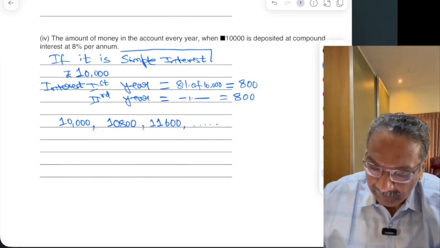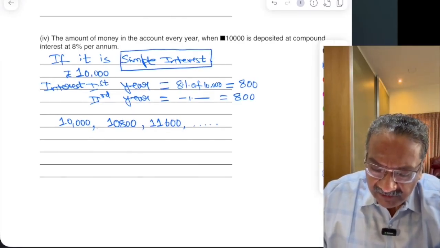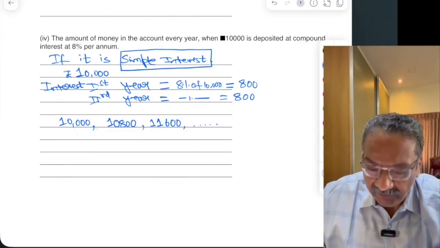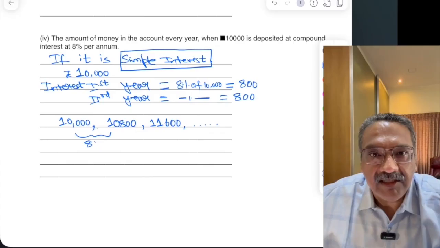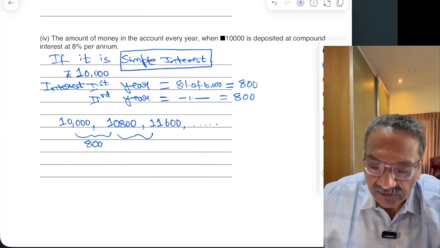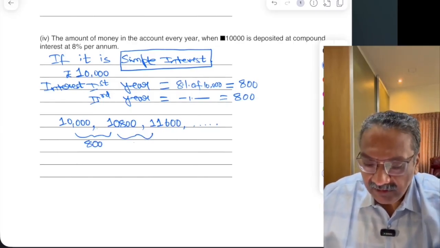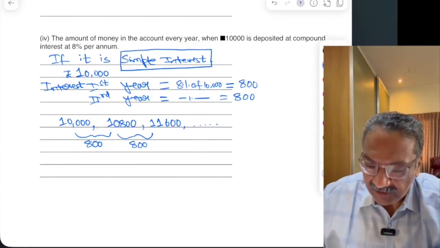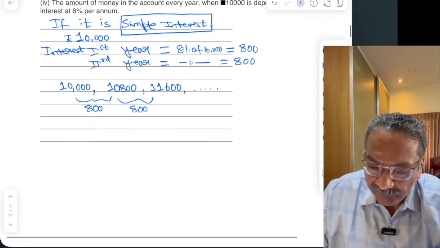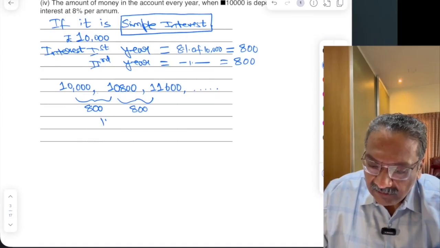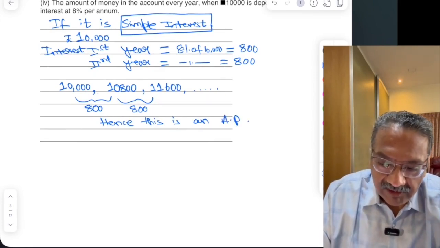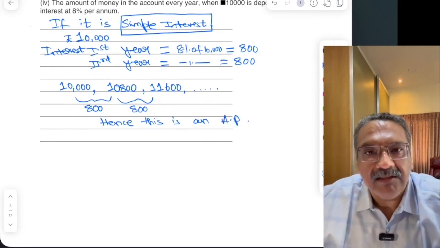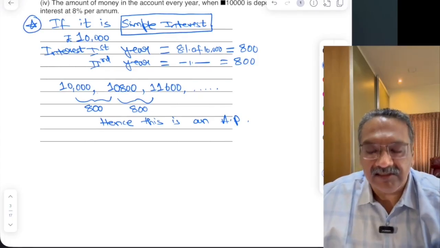Remember, what is the difference here? Between A2 and A1 the difference is 800, and between A3 and A2 the difference is 800. So, here the difference between the terms is constant. Hence, this is an arithmetic progression. But what does the question say? Now, whatever is solved here is different. You need not write this in the examination.